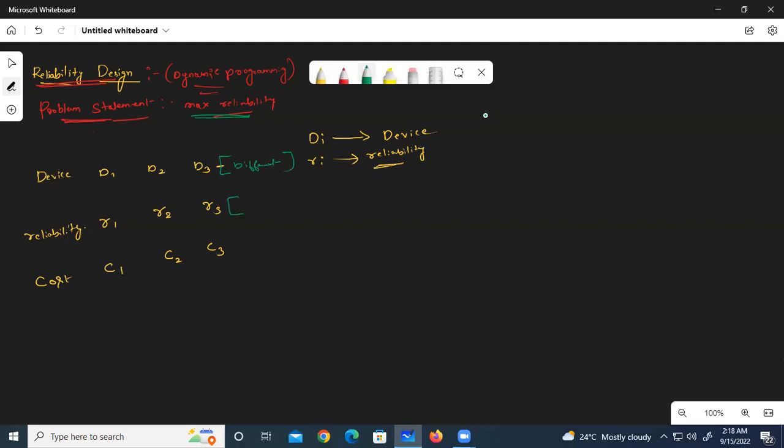Again, reliability. For every device, we have a different reliability. Correct? For D1 we have a reliability R1, D2 we have a reliability R2, D3 we have a reliability R3. Again, cost also. For D1 we have a different cost C1. Again, D2 we have a different cost C2. Again, D3 we have a different cost, that is C3. Correct? Every device has some cost.